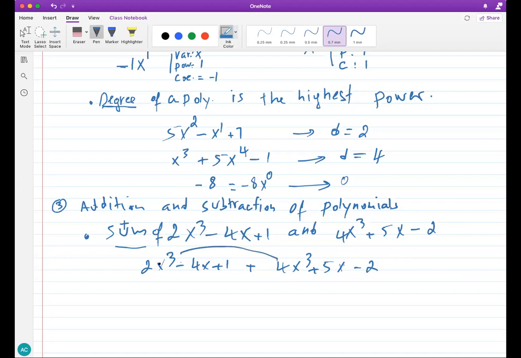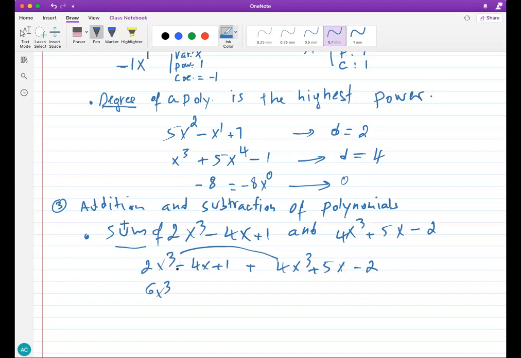Okay, so now we can combine like terms like these. 2x to the third plus 4x to the third, those are like terms. So basically, when you combine, we have to have the same variable and the same power. So when you add or subtract them, you're basically just combining the coefficients. So 2x to the third plus 4x to the third, we combine the 2 and the 4, so it would be 6x to the third. Okay, and then we're going to combine this one.